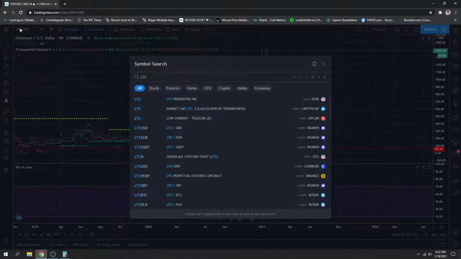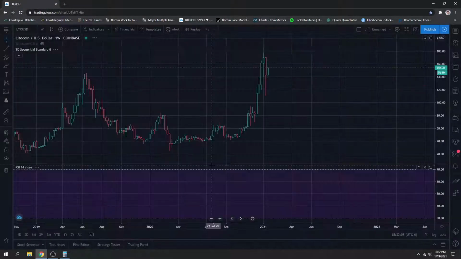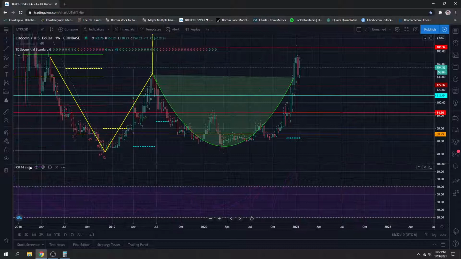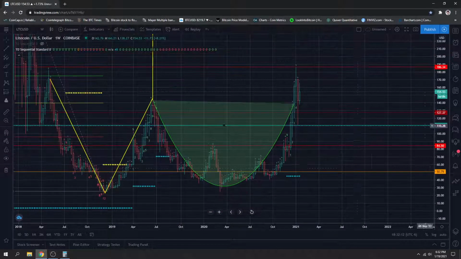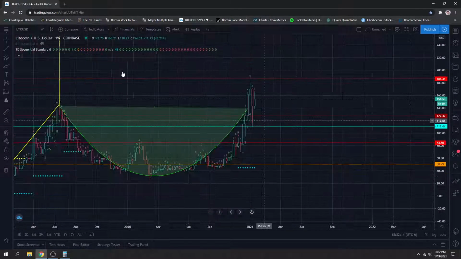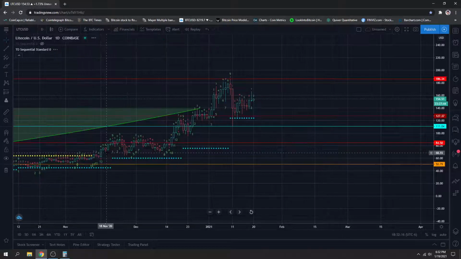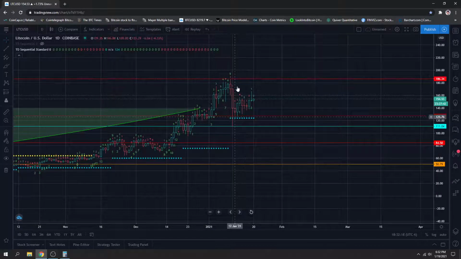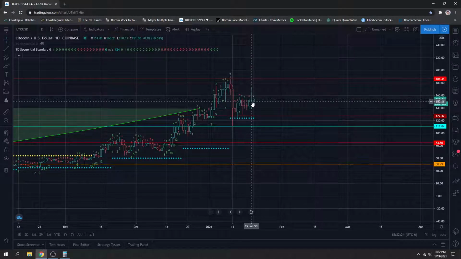Litecoin, let's look at Litecoin. Those are like the top 3, right? On Litecoin, I drew this Adam and Eve pattern. We broke above it. Let's go to the daily because that's where I drew it. A 9 came down. I have a retest area. We had a good day. It looked like it had a good day here, and then it sold off. That's a reversal candle, but it's holding price.